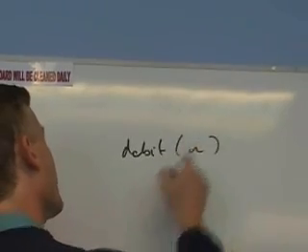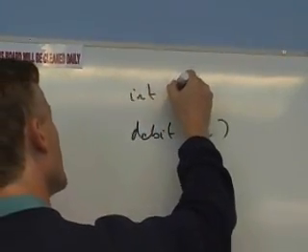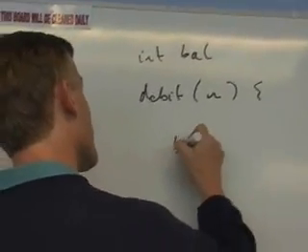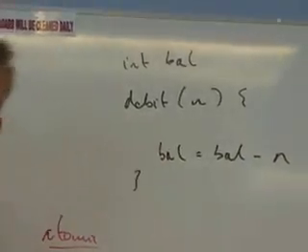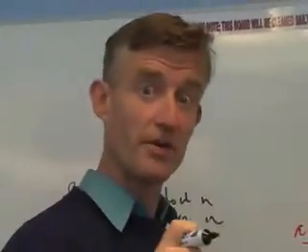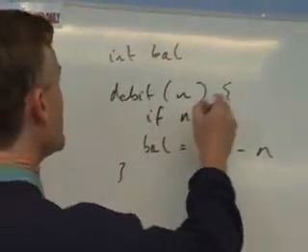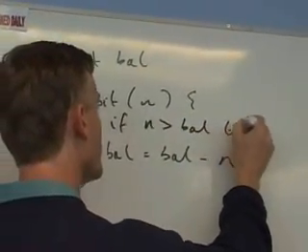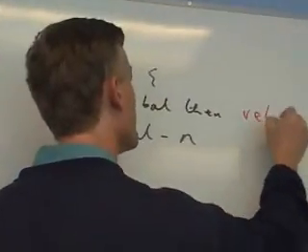Debit N is going to take some kind of integer, and there's the balance. What we're basically going to do is say balance is balance minus N. That's what debit is going to do. But it's got to stop if there isn't enough money in the account. So we're going to say if N is bigger than balance, then, I'm going to put this in red because it's the new part, retry.